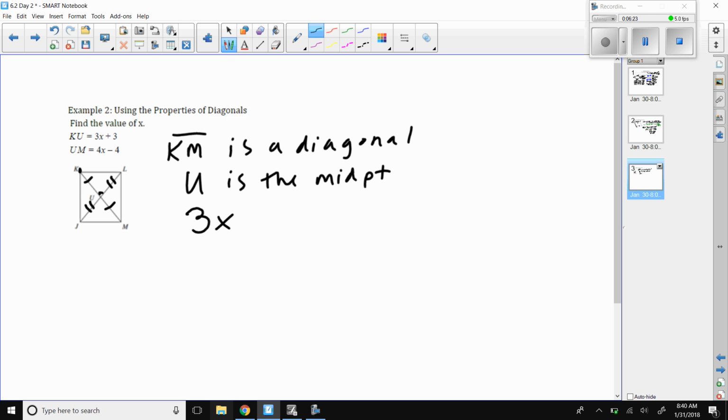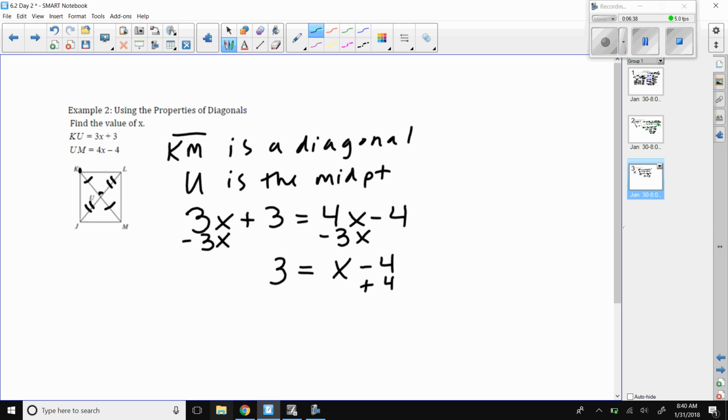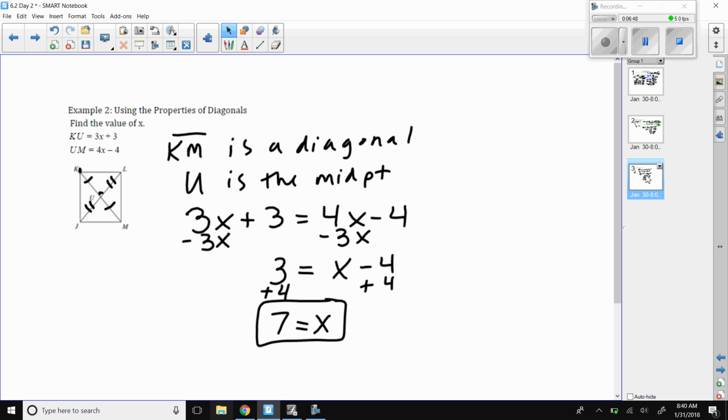So we have 3x plus 3 equals 4x minus 4. And I'm going to combine my like terms. I subtract 3x on both sides. I have 3 equals x minus 4. I add 4 to both sides, and I end up with 7 equals x. And that's all it's asking me for. I could plug it back in and get the values if I really want to, but I'm not going to this time. So do some of the classwork with these properties, and we're looking good.